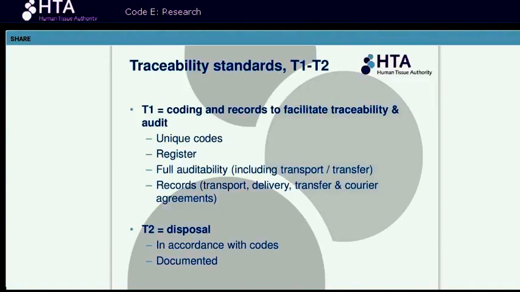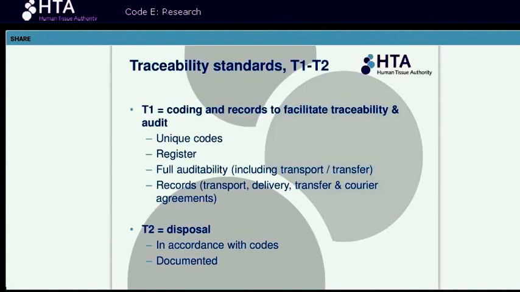T1 is about coding and records to facilitate traceability and audit, and the standards under this theme relate to having a unique coding system to create and apply code. Also, how samples are registered and how that's maintained. Standards that support full auditability, particularly where there is transfer occurring, and also there's a standard about records which relate to transport, delivery, transfer and courier agreements. And the guidance notes supporting the standards around T1 include guidance on the need to track ethical approval expiry dates, and also any conditional consent agreements that people have made when they've donated their tissue and how that's tracked.